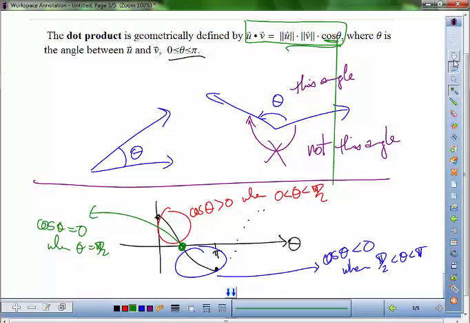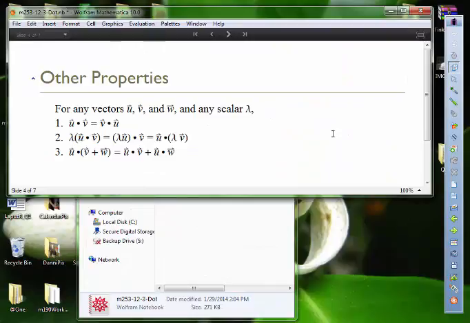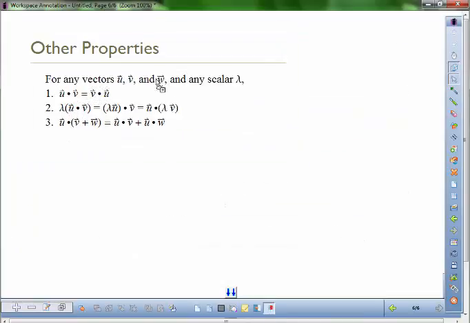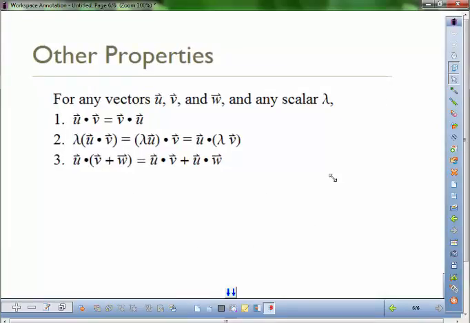Okay. Any questions? All right. So let's actually, oh, there's some more properties here. Let's write these properties down, I guess. So this is when they start using Greek letters for scalars. They use alpha. In this case, they use lambda.